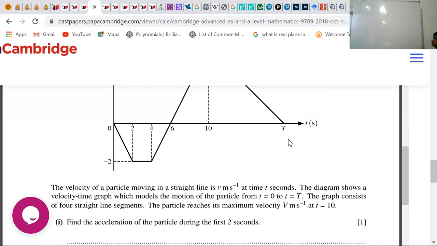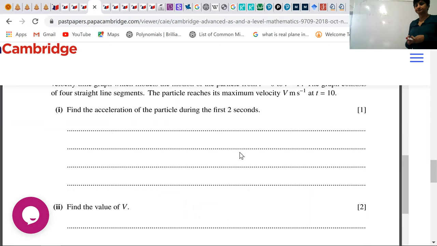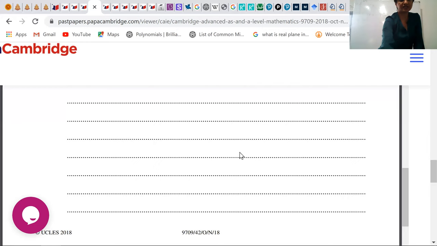Part 1. Find the acceleration of the particle during the first 2 seconds. Part 2. Find the value of capital V. First part 1 mark, second part 2 marks.